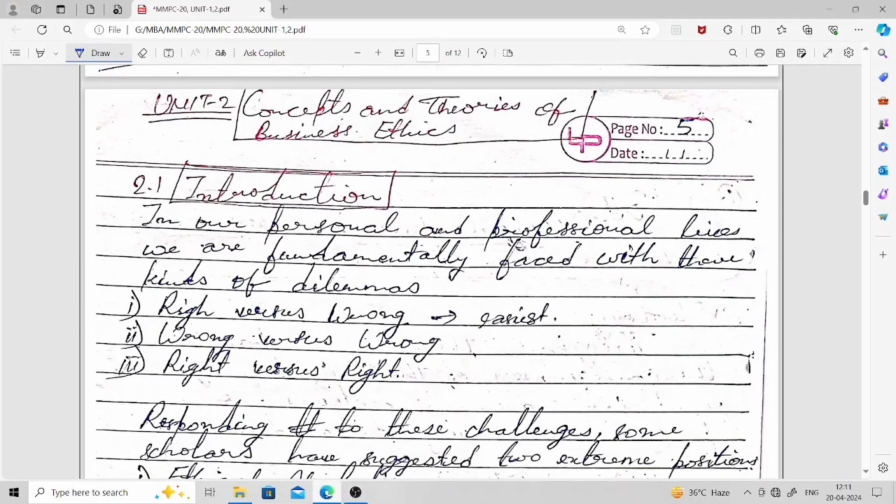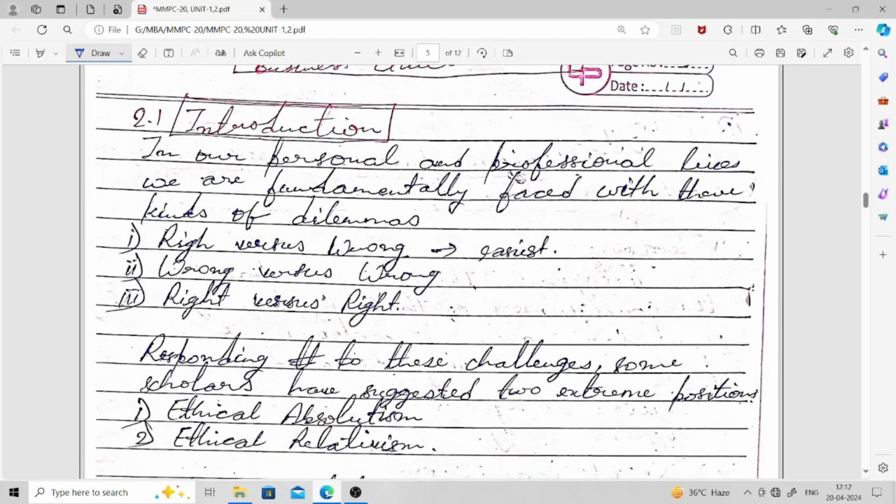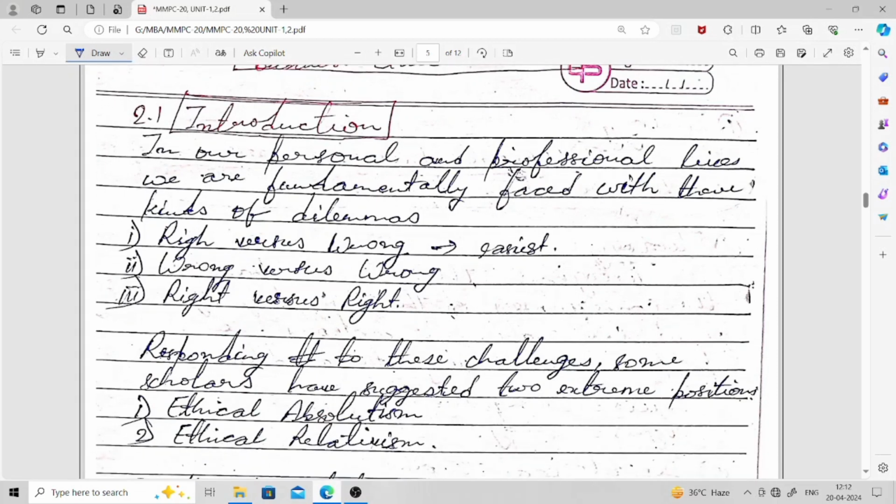In this session I'm going to talk about the second unit of MMPC-20. This second unit is concepts and theories of business ethics. I will talk about different concepts and theories related to business ethics. The first topic is the introduction: what is business ethics, and how we can use business ethics to make better decisions. That's what we are going to talk about.